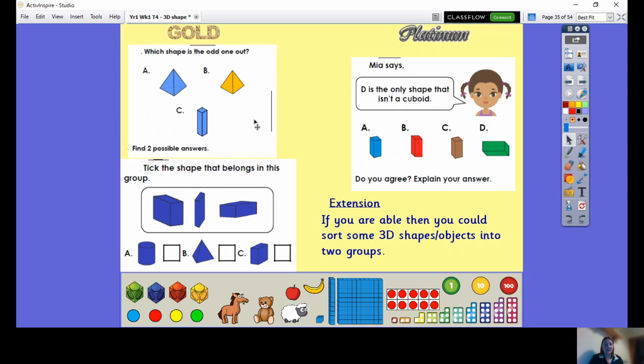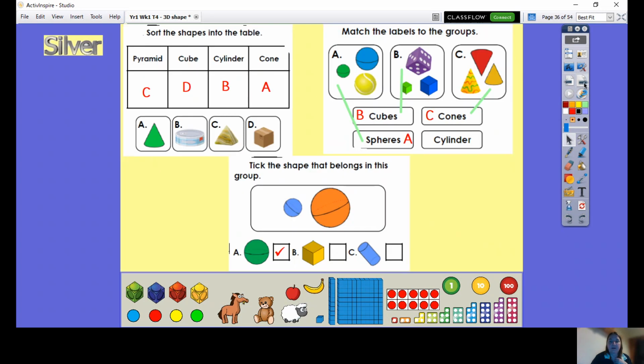And then I have put an extension in. If you're able, then you could sort some 3D shape objects into two groups. So thinking about some of those objects you had around your house. That's only if you're able to. Don't worry if not, that's just an extension. So as I say, you might want to pause the video here and then we'll move on with the answers.